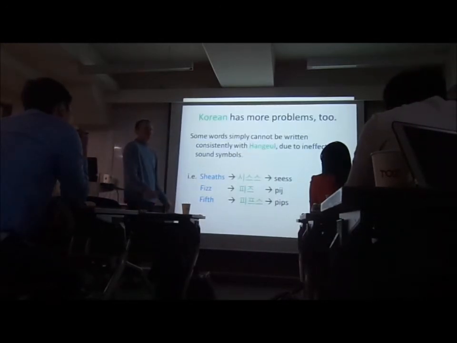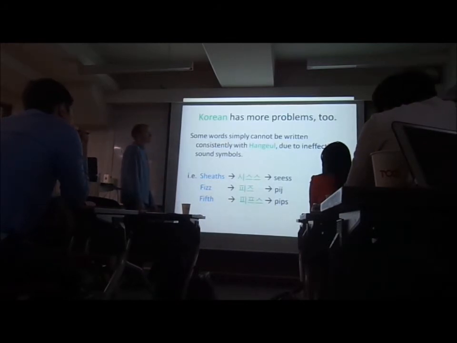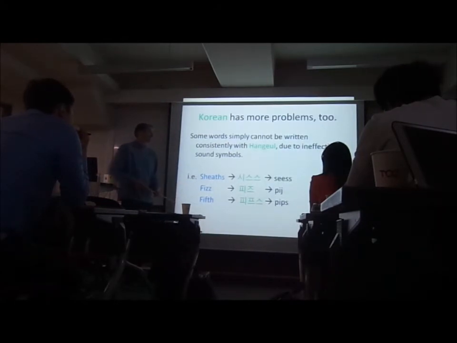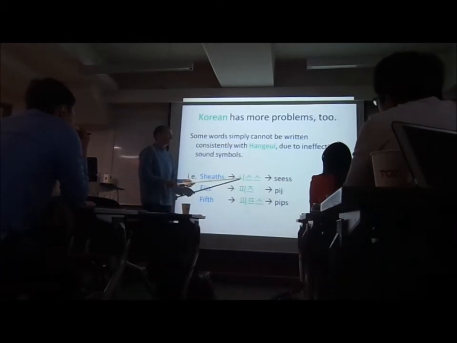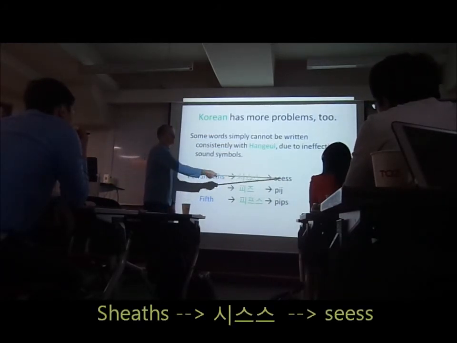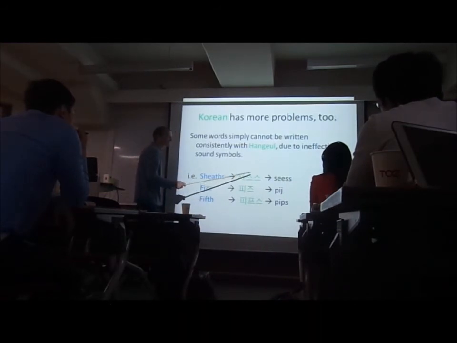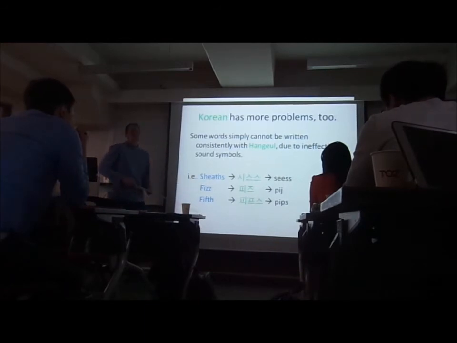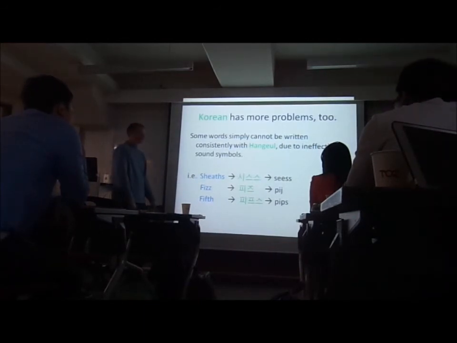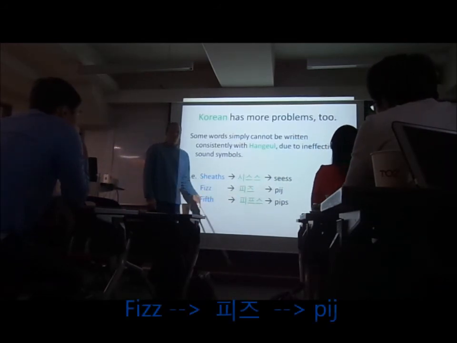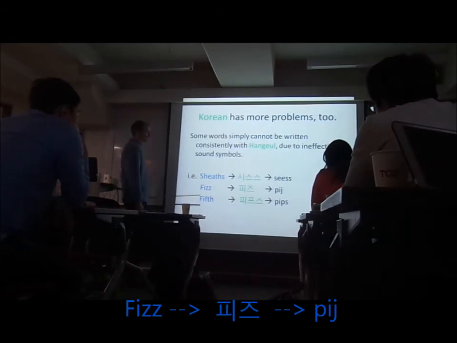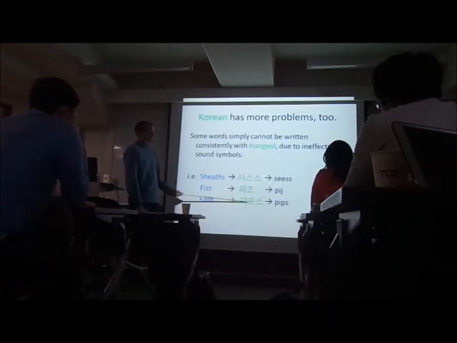Korean has more problems. It gets worse. Some words simply cannot be written consistently with Hangul due to ineffective sound symbols. Sheets. You would write this word like that, but then when you translate it back to English, C's. You use the same symbol to represent 3 different sound combinations. Fizz. Written like that, you get pitch. Fifth. Chips.